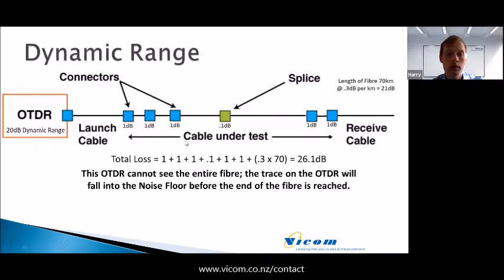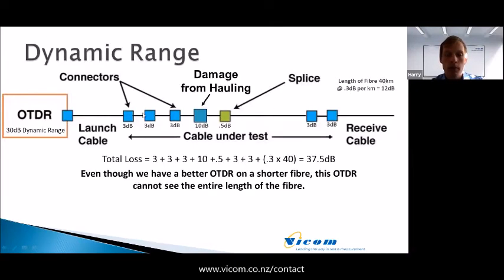Now in this scenario, if we had a 30 dB dynamic range OTDR, because that 30 dB dynamic range would be greater than the light loss, we'd essentially be able to see the whole length of the fiber and all the events along it. So with 30 dB dynamic range in this scenario, we'd be able to see 70 kilometers of fiber.